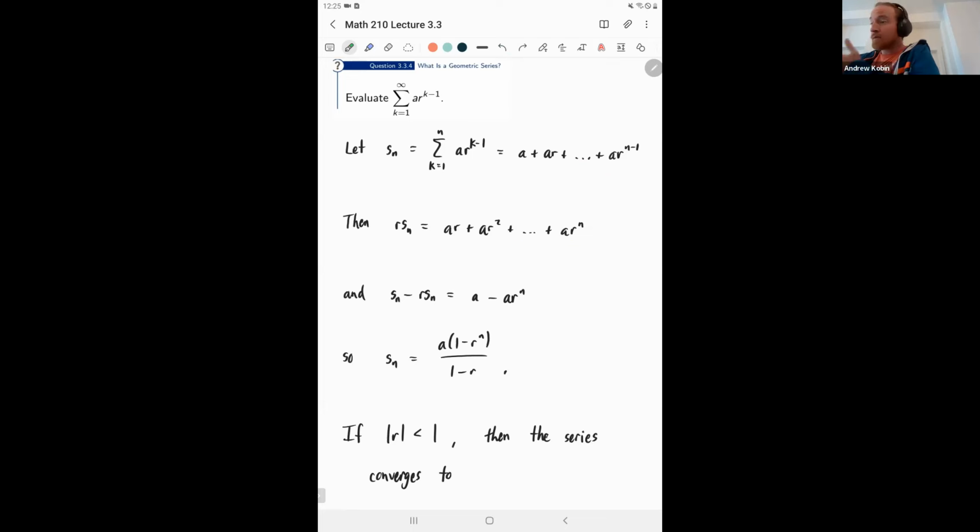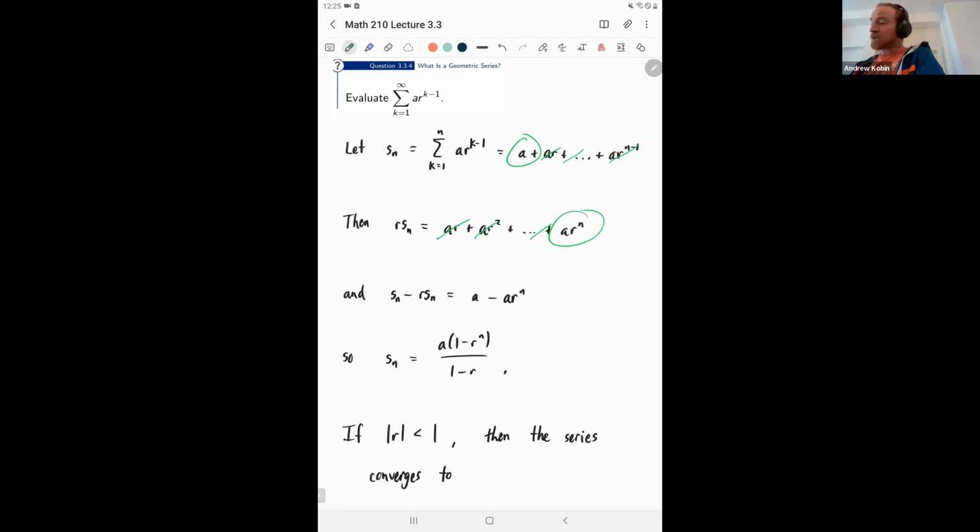So why don't we do the thing we might think to do and subtract to get rid of some of the terms. If I subtract Sn minus r times Sn, well, AR and AR will cancel out. There's an AR squared next there, and those will cancel out. There's an AR to the n minus 1 in the bottom expression that'll cancel out up top. So I'm left with A, the first term in Sn, and AR to the n, the last term in rSn. And because I'm subtracting, I'll get the expression A minus AR to the n.